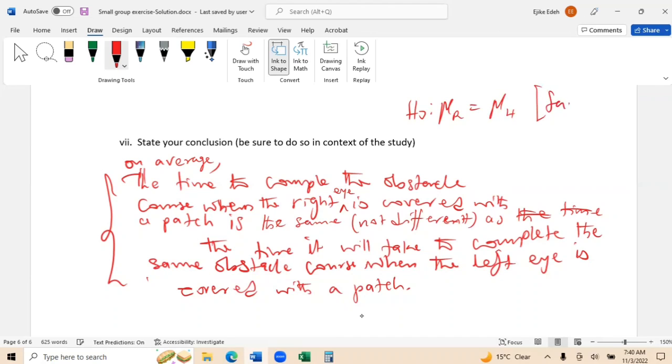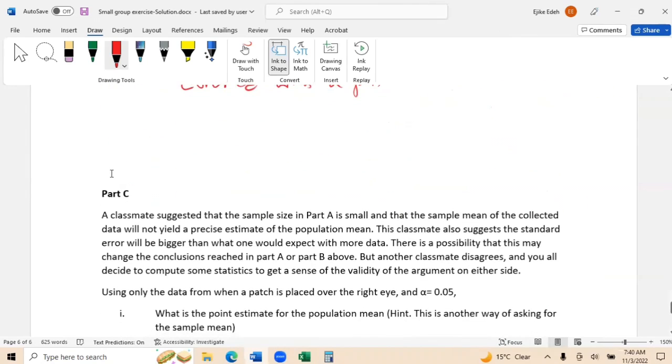We failed to reject. If we had rejected it, we would have supported the alternative, which says they are different. But because we failed to reject it, we are saying they are the same. Because if we did not reject this, it means technically that we are accepting this to be correct. So they are the same because that's what the null hypothesis says. Since we did not reject the null hypothesis, we're going to state our conclusion to agree with what the null hypothesis says. Okay, so that is that. And there's a part C still.